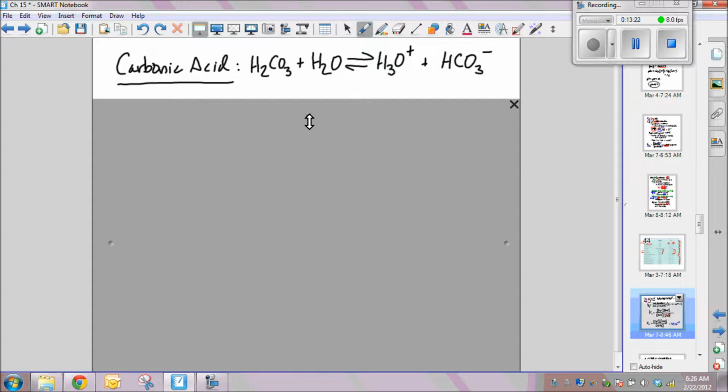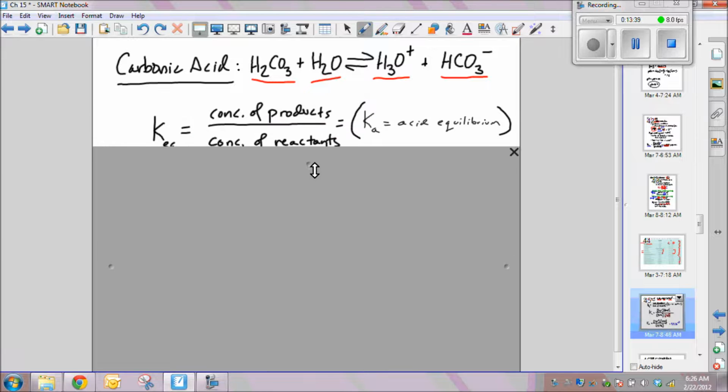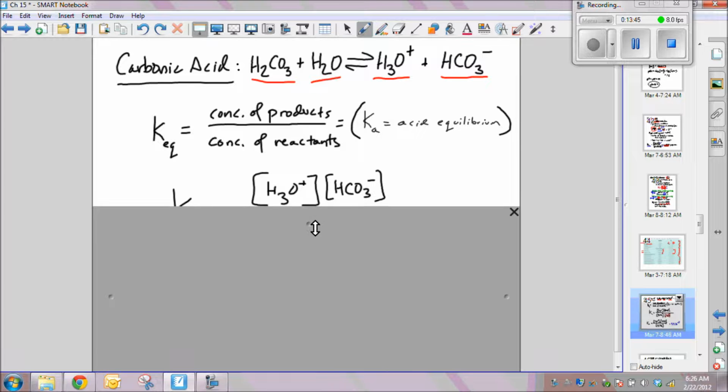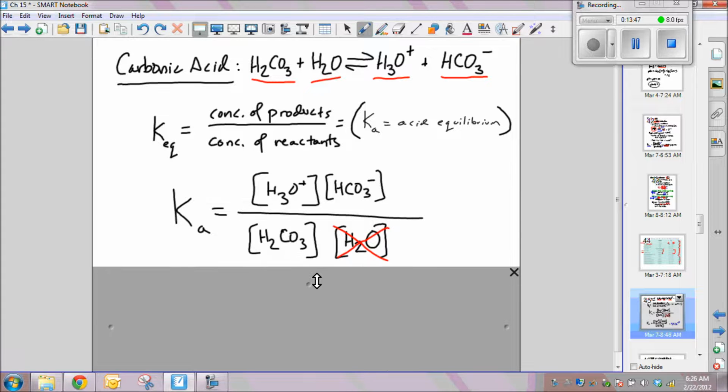So don't copy this. Here's a quick example. Carbonic acid is shown right here. There's the molecule dissolved in water, ionizing some H3O+, the hydronium ion. You can also symbolize that as H+ in your mind. And the bicarbonate ion is what's left in solution. Now, again, we just put the concentration of products over the concentration of reactants to get the Ka, the acid equilibrium constant. That's shown here, products over reactants.